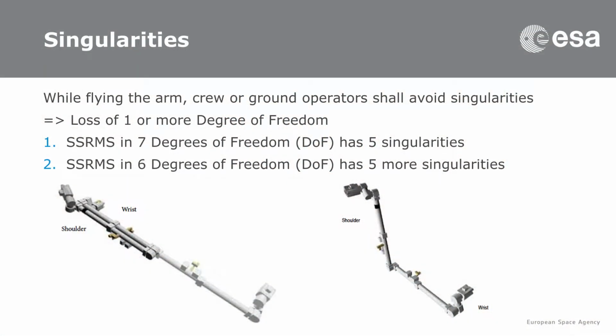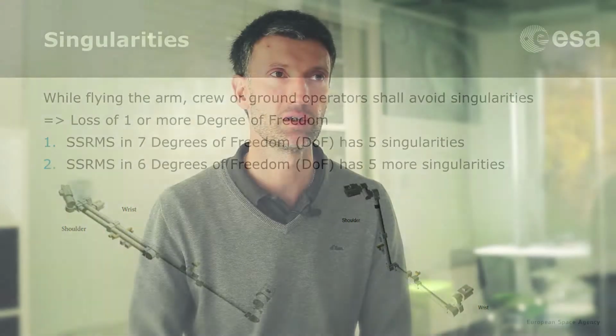The SSRMS has 7 degrees of freedom and it has 5 singularities. And sometimes we can even lock one joint on purpose and it has 5 more singularities. All that, when we do training, the crew has to avoid being in the singularities. Any singularities will make the arm lose 1 or more degrees of freedom.